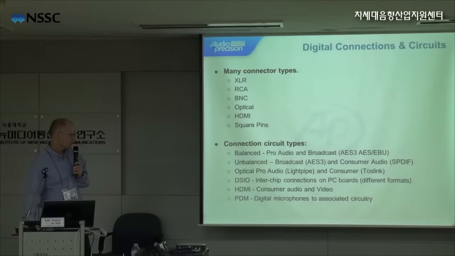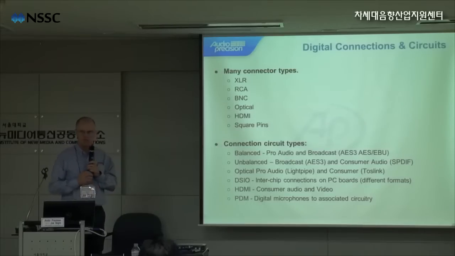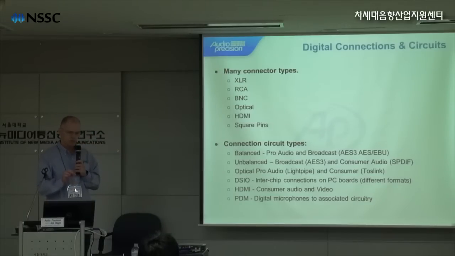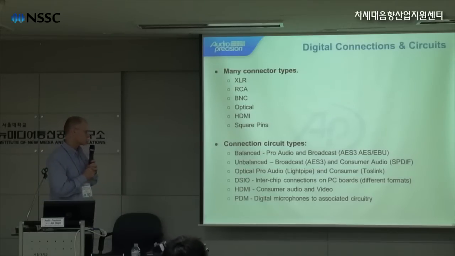DSIO is an acronym for an interface that we have in our Audio Precision analyzers called digital serial input-output. And this is for interchip connections on printed circuit boards. So when you're at the development stage and you want to connect to a chip directly, it might be an evaluation board, you connect to these boards typically with these little 2-pin headers that have a ground and one signal, and you use multiples of them for the connection.